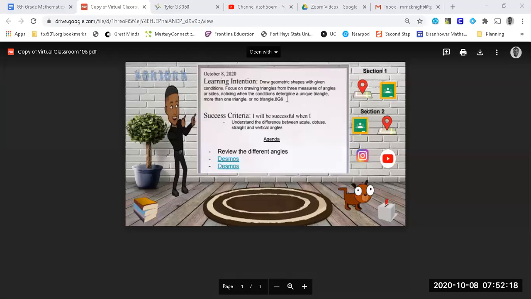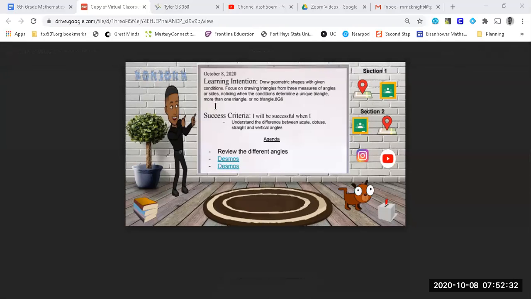All right, so today we're going to be looking more at angles. I have on here the learning intention. We're going to be able to draw geometric shapes with given conditions. Focus on drawing triangles from 3 measures of angles and sides, noticing when the conditions determine a unique triangle, more than one triangle, etc.